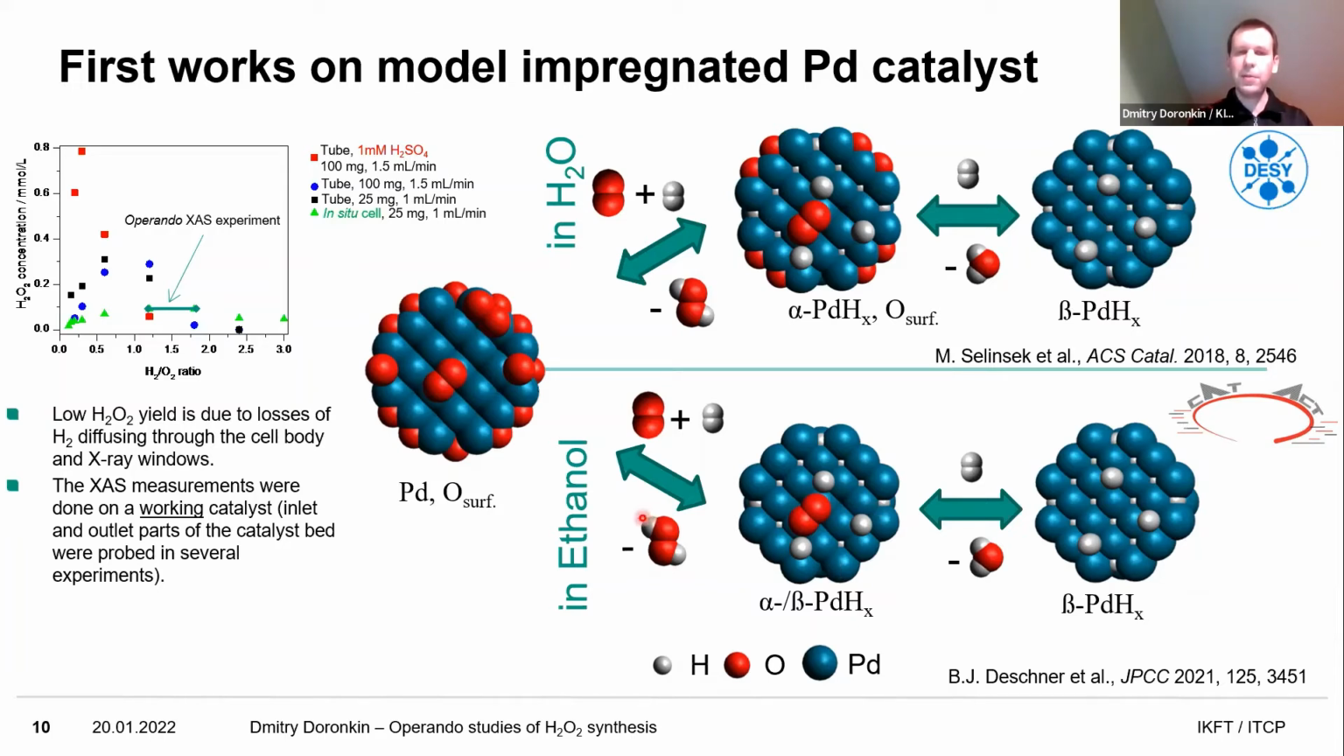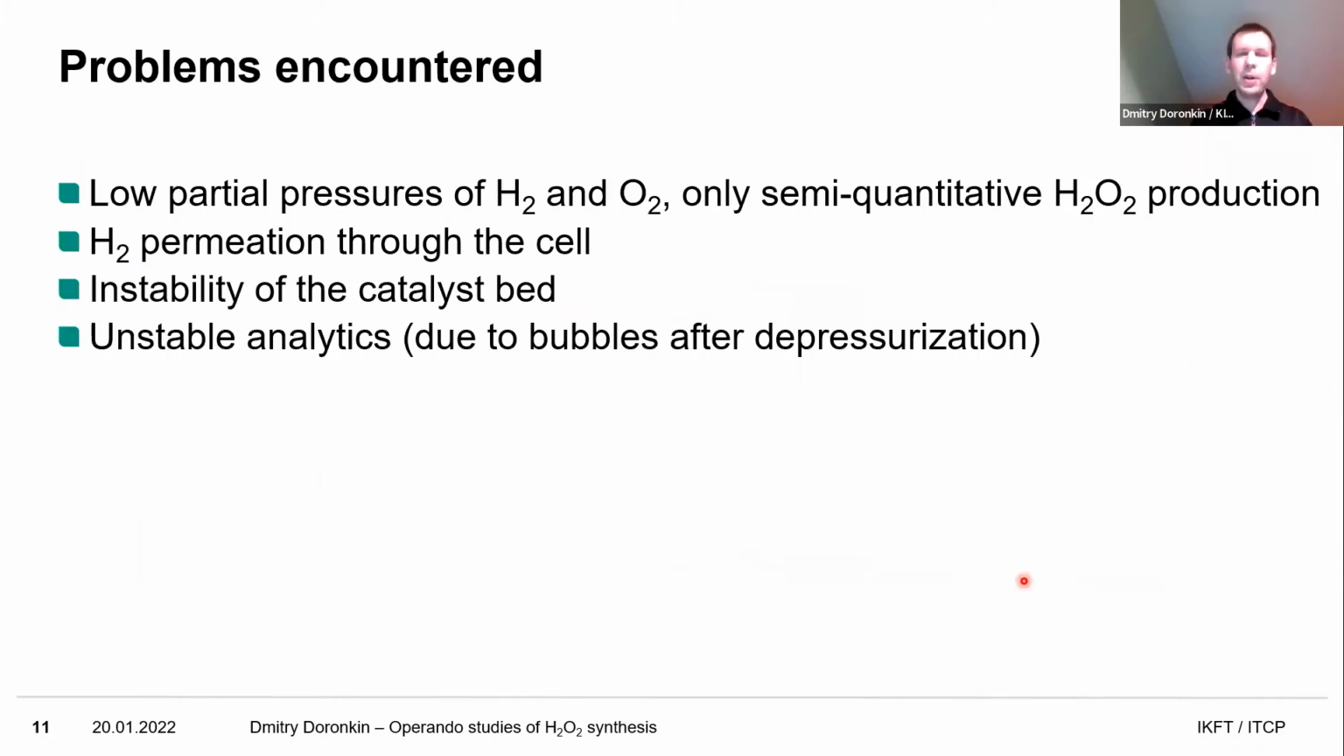And the difference between ethanol and water is that ethanol effectively cleans the surface of nanoparticles from the chemisorbed oxygen. Again, if you dose too much hydrogen, you lose hydrogen peroxide production. It produces water, so it's unselective. At that point, I can wrap up again.